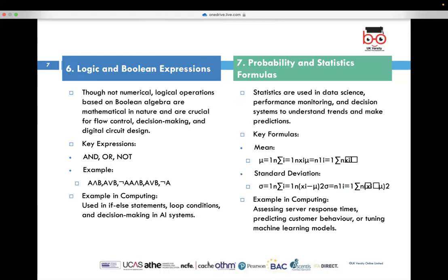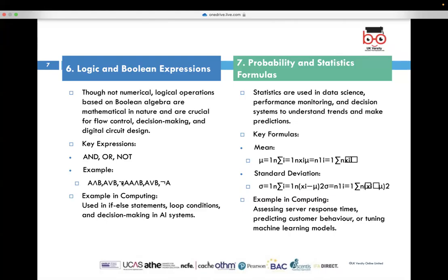Logic and Boolean expressions, though not numerical, are based on Boolean algebra, are mathematical in nature, and are crucial for flow control, decision making, and digital circuit design. Key expressions: and, or, not. Examples: A and B, A or B, not A.